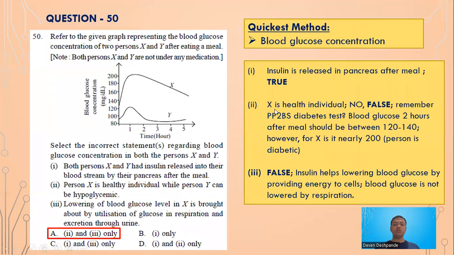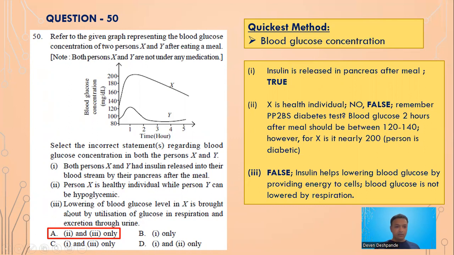So PP2BS is 2 hours after having a meal. After 2 hours after having a meal, your blood glucose reading should be between 120 to 140. But here for person X, it is nearly 200. 200 is a high glucose level, where it seems that person X is a diabetic person who is not able to basically absorb glucose as per the normal norms, isn't it? So person X could be diabetic. Person X is not a healthy individual, isn't it?